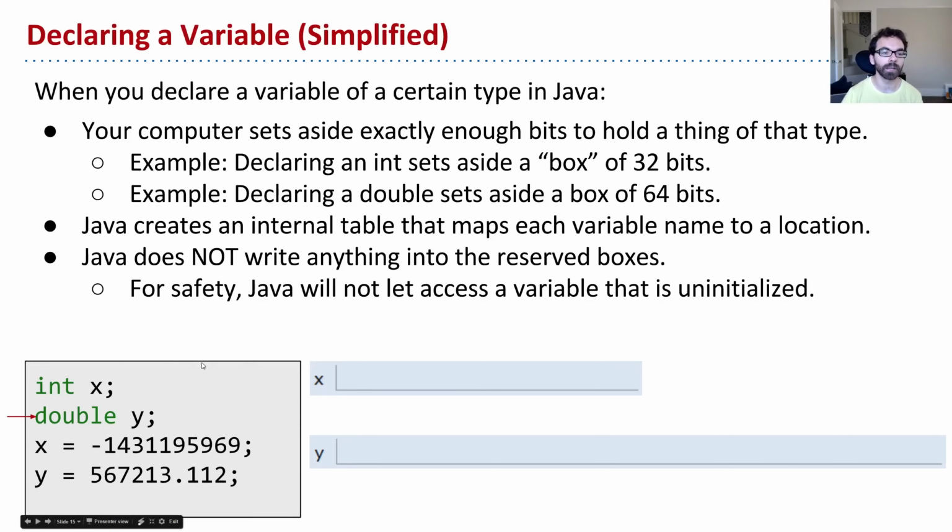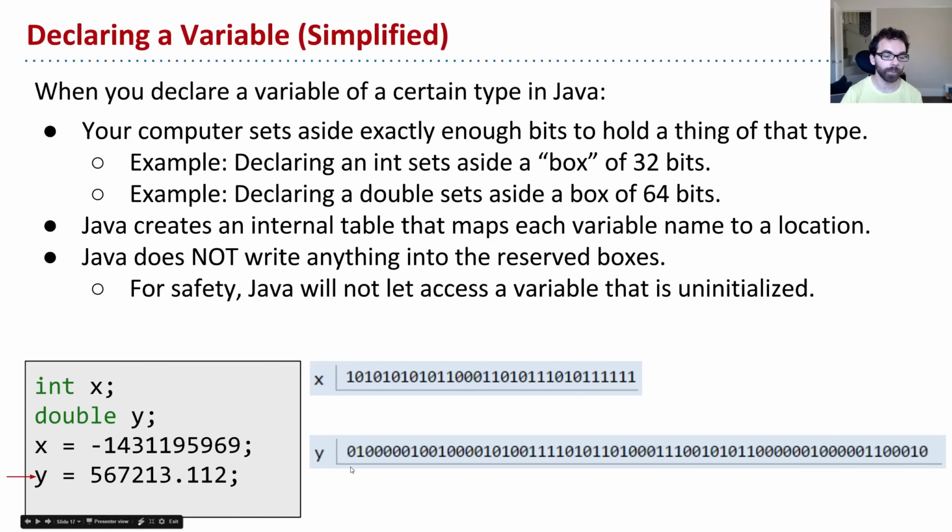Okay, so that's declaration. So now let's talk a little bit about assignment. So whenever I say x equals some big number like this, what Java will do is then fill it with all of the bits that correspond to this number. And it turns out that the 32 bits that correspond to this negative number here is this sequence of bits. And when I say y equals this right here, well, what it will do is fill that with the 64 bits that represent this particular number. Okay? And of course, there's some code under the hood that knows exactly how all this works.